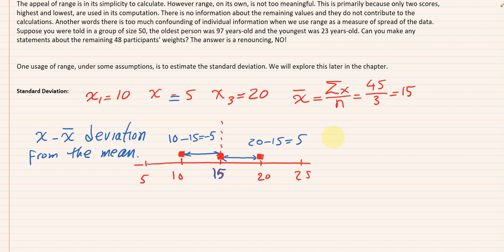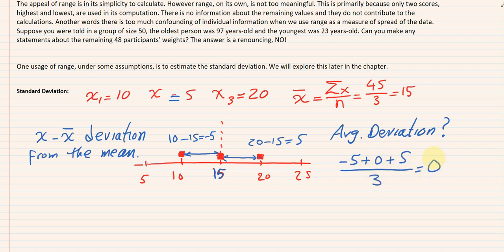And the question might be this: what is the average deviation? I know I have some that are higher, some that are lower, and some are exactly 0 in a bigger data set. So how do I calculate the average deviation? Well, just as with any average, I'm going to add the deviations, -5 plus 0 plus 5, divided by 3. And that's going to give me 0, because -5 plus 5 plus 0 is 0, divided by 3 is 0. So the average deviation ends up being 0. That means on average there is no deviation.